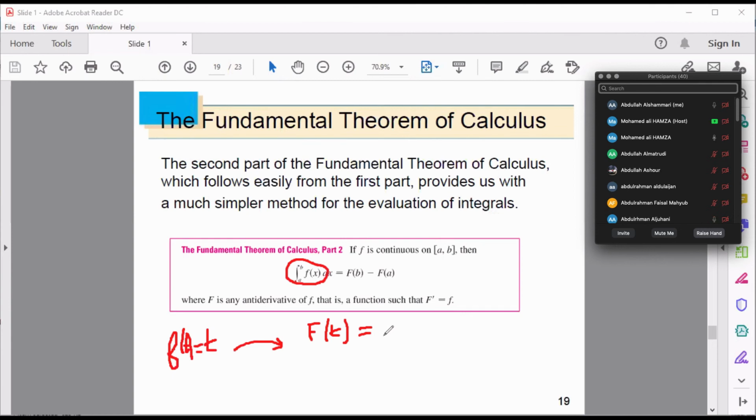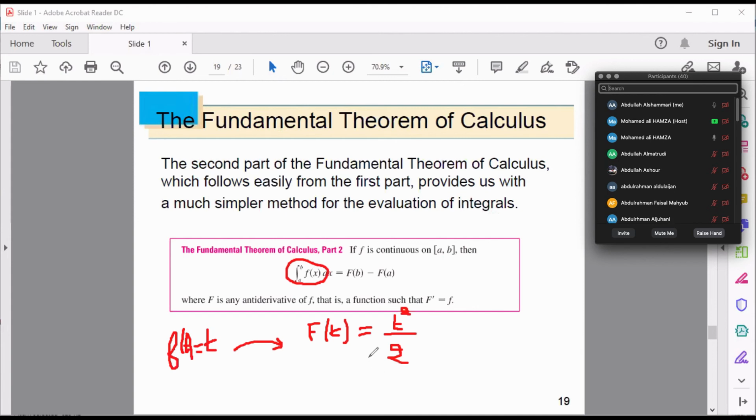When we differentiate the cosine, do we get t? Of course not. But when we differentiate t squared, what do we get? When we evaluate the derivative of t squared, we obtain 2t. That's why we have just to divide by 2. Because the derivative of t squared divided by 2 is equal to 2t divided by 2, which is equal to t.